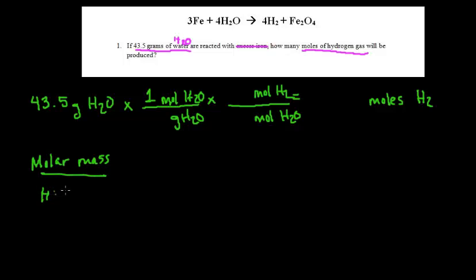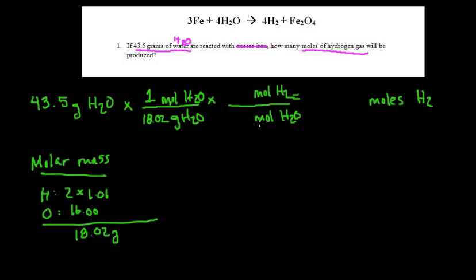So H, we've got 2 of them, and each one has a mass of 1.01. Oxygen is 16.00. If you do that math, it should be 18.02 grams. So I will plug that in right here, 18.02.